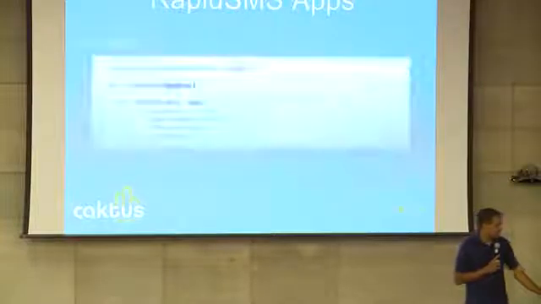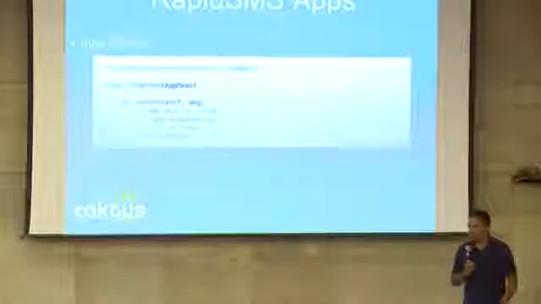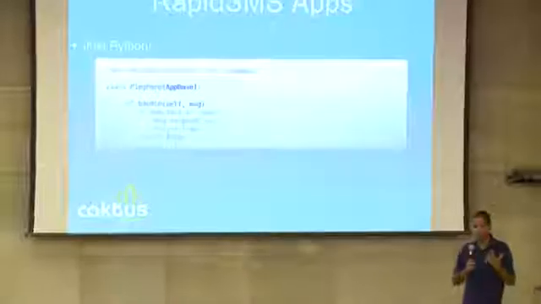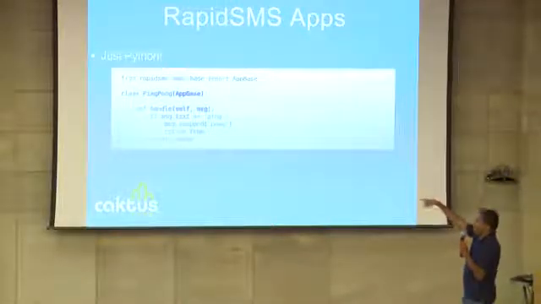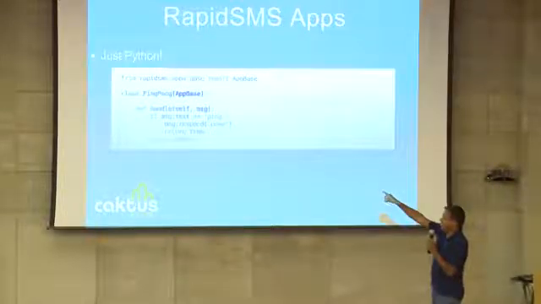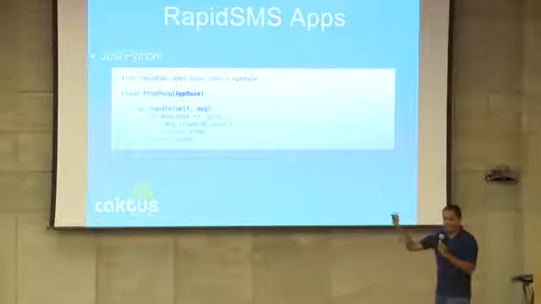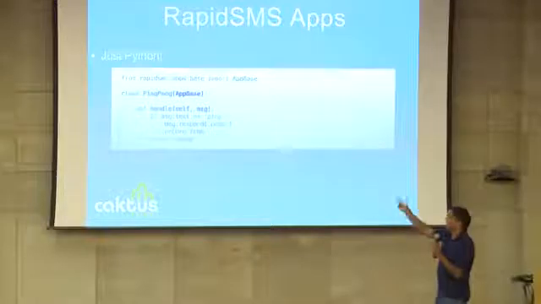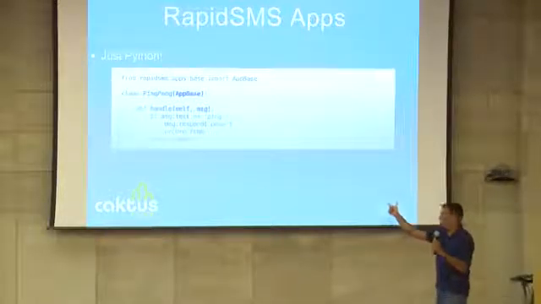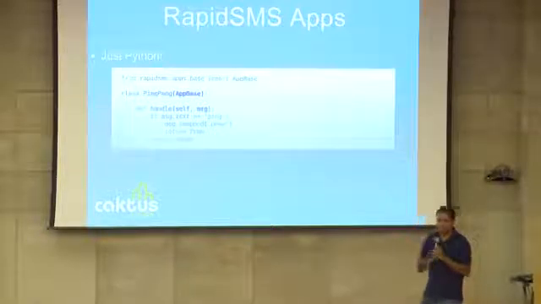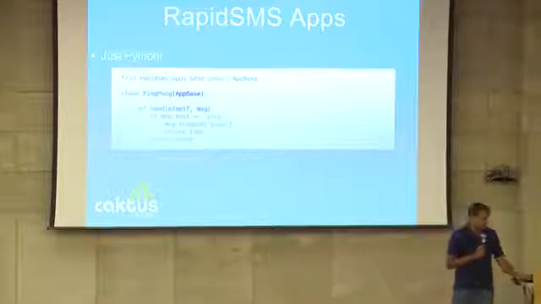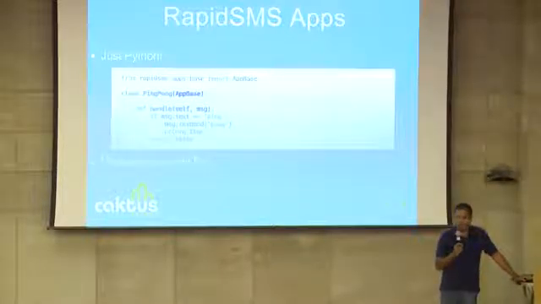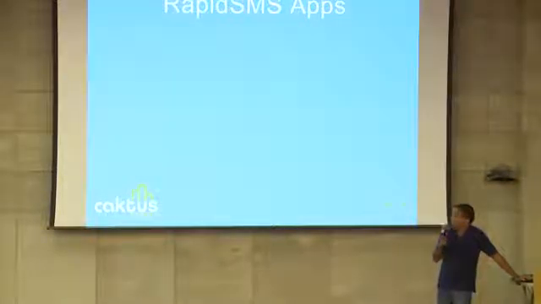The second step is to build an application, and this is just what you do with the information that comes in, and it's just Python. So you import from AppBase, and you just define a handle method that accepts a message, and that message has an attribute called text. You can look at that text and say, if I receive the message ping, then I'm going to respond pong, and then you return true, which tells the system that you're done handling this message. So that's the simplest possible RapidSMS application.